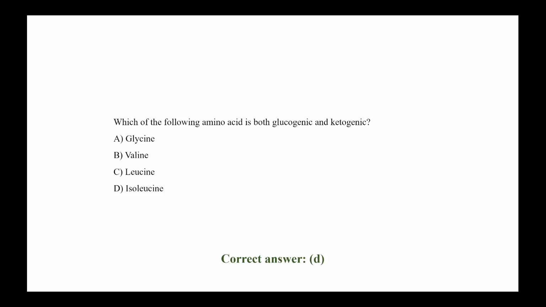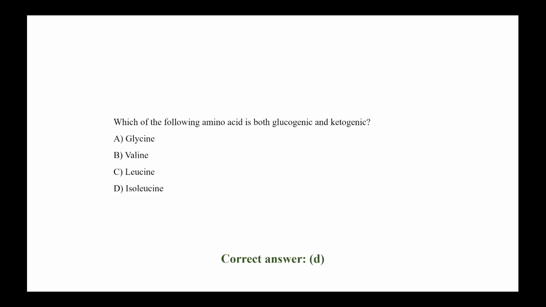That is the wrong answer. Actually, the correct answer is option D, isoleucine. So glycine, valine, and leucine, all are not both. Glycine and valine are glucogenic amino acids. Leucine is a ketogenic amino acid. Isoleucine is both glucogenic and ketogenic.